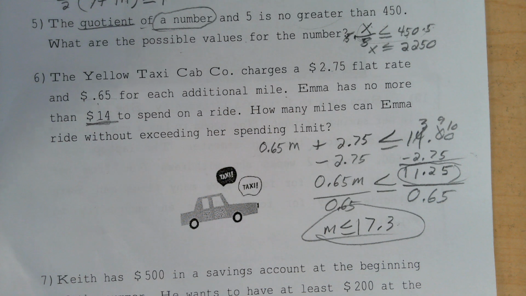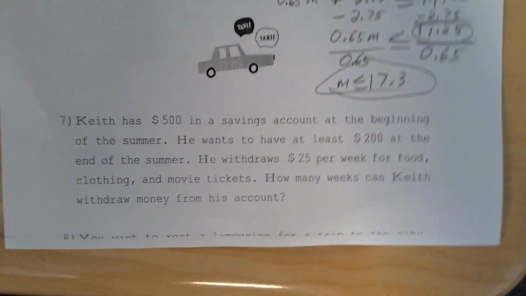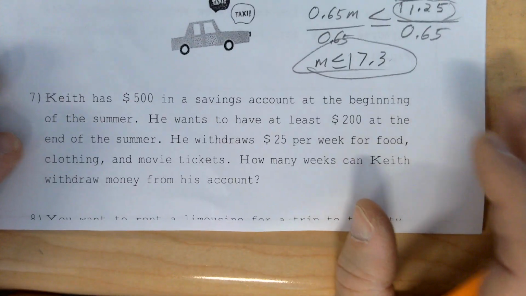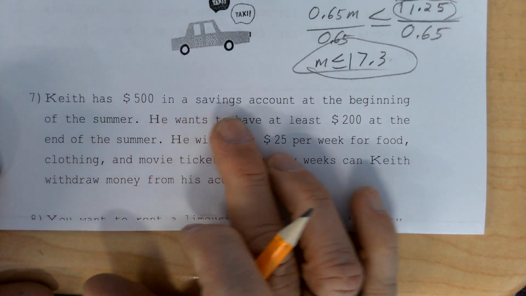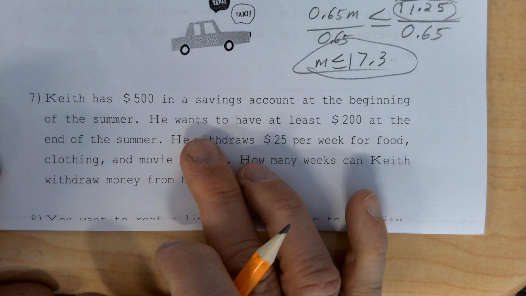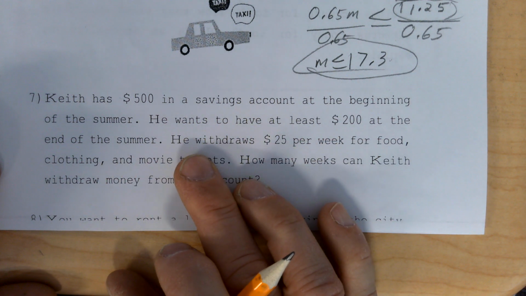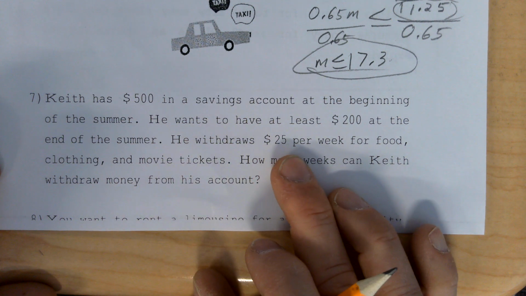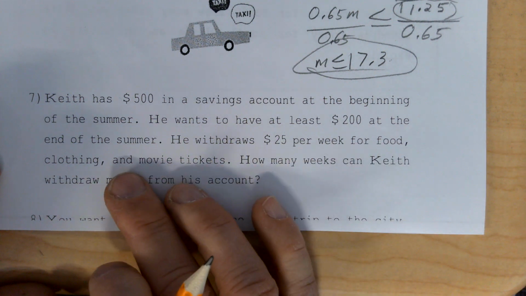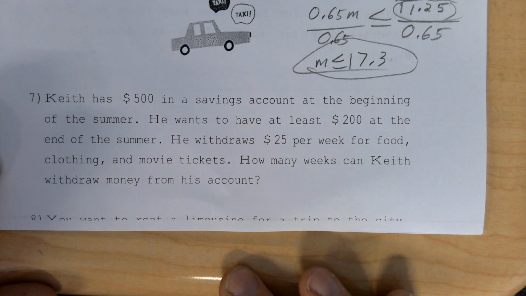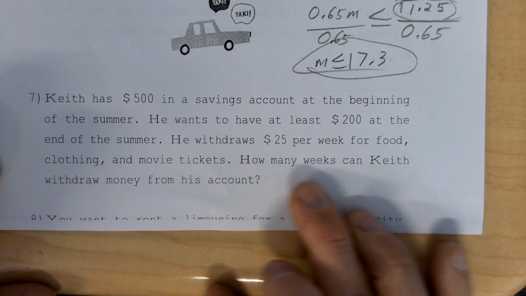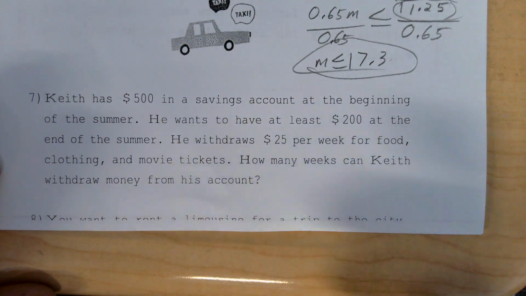Okay, now Keith has $500. Oops. Let's go with the rest of paper. Keith has $500 in a savings account at the beginning of the summer. He wants to have at least $200 at the end of the summer. He's going to spend money all summer. He withdraws $25 per week for food, clothing, and movie tickets. Wow, he lives pretty cheaply. How many weeks can Keith withdraw money from his account?